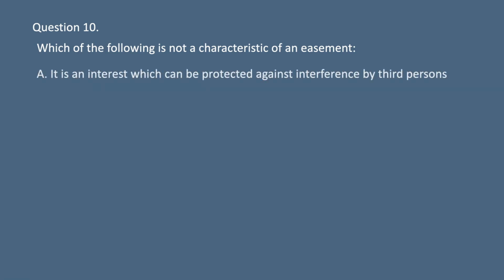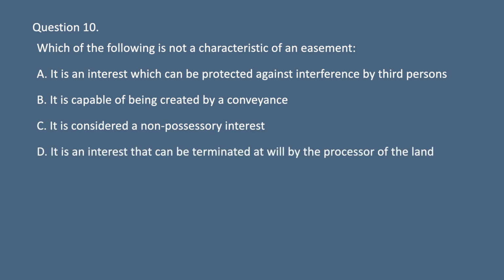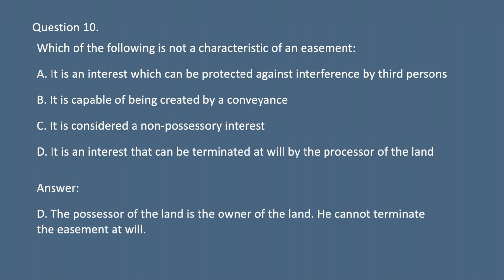Question 10. Which of the following is not a characteristic of an easement? A. It is an interest which can be protected against interference by third persons. B. It is capable of being created by a conveyance. C. It is considered a non-possessory interest. D. It is an interest that can be terminated at will by the possessor of the land. Answer. D. The possessor of the land is the owner of the land. He cannot terminate the easement at will.